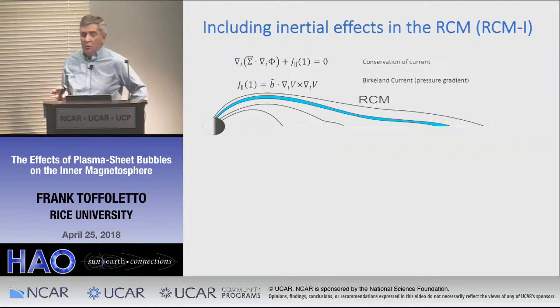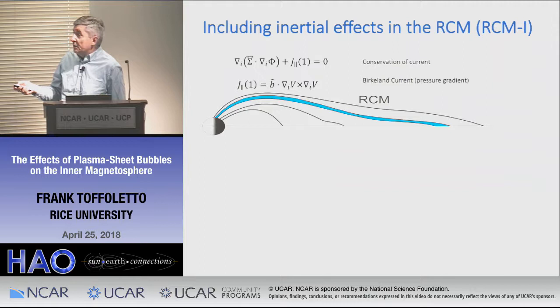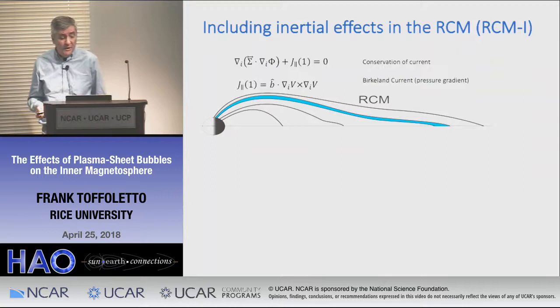The way the Rice convection model works in terms of the ionosphere is you have the standard equation of magnetosphere-ionosphere coupling, where you equate the divergence of the electric field with the right-hand side, which is the field-aligned currents, as calculated by the so-called Vasyliunas equation.